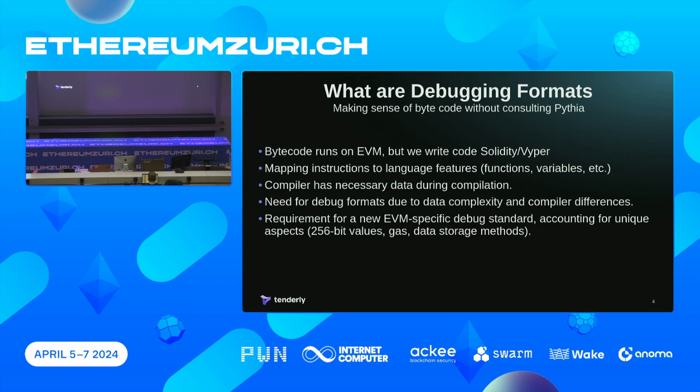The thing is that when we talked to the folks at Solidity, they told us that the compiler has most of this necessary information during compile time, but they don't output it. And so there is a need for this debug format due to the data complexity that exists and various compilers' differences. And for all of these reasons, we need an EVM-specific debugging standard.